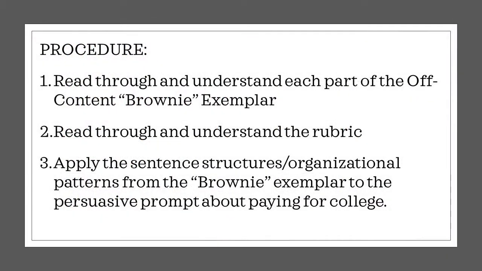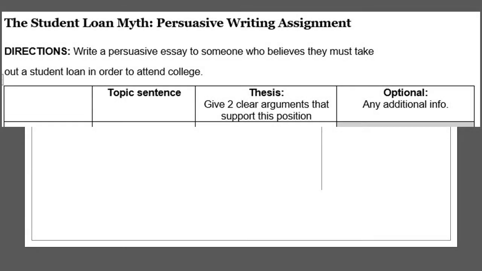So here's how the process should work. First, read through and understand each part of the brownie exemplar. 2. Read through and understand the rubric. 3. Apply the sentence structures and organizational patterns from the brownie exemplar to this persuasive prompt about paying for college. The prompt. The Student Loan Myth Persuasive Writing Assignment. Directions. Write a persuasive essay to someone who believes that they must take out a student loan in order to attend college.